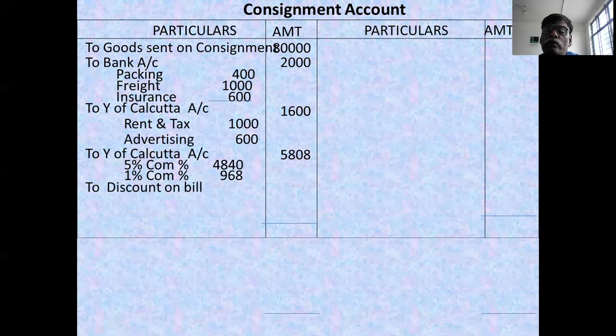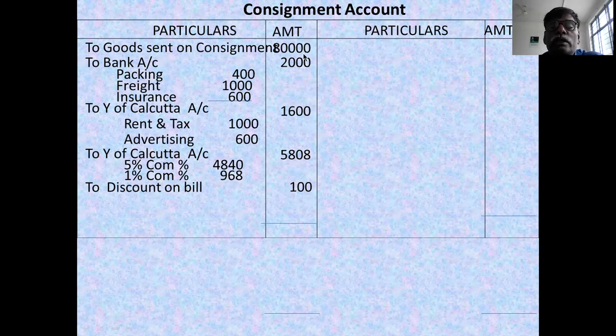6,000 is the bill value. Amount received is 5,900. So discount is 100 rupees. Discount is 100, and 5,900 cash received. Okay, of these 5 items, 4 are compulsory to write. Write 4; the fifth you can leave if you wish. First is goods sent on consignment. Second is expenses paid by consignor. Third is expenses paid by consignee. Fourth is consignee commission.